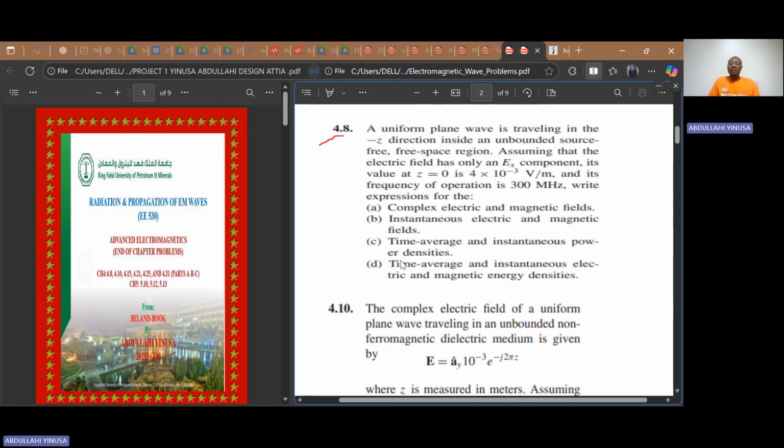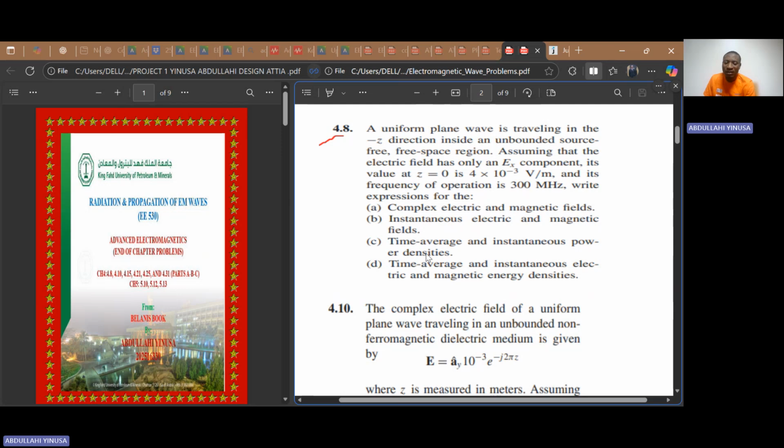Then number C, that is the time average. Time average means 1 over 2, when you multiply the electric field by the conjugate of the magnetic field. And what do we know as the conjugate? Conjugate means you change the sign of the complex form. When it is minus before, you change it to plus. When it is plus before, you change it to minus. That is the j term, you change the sign.